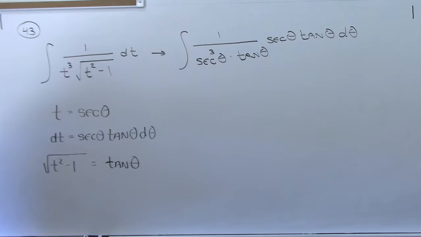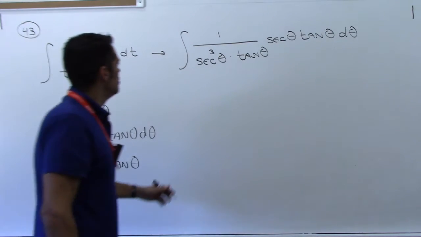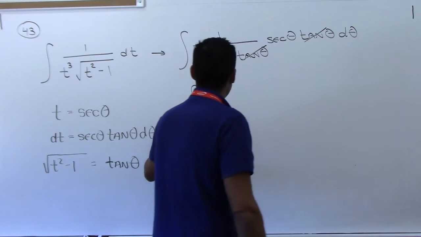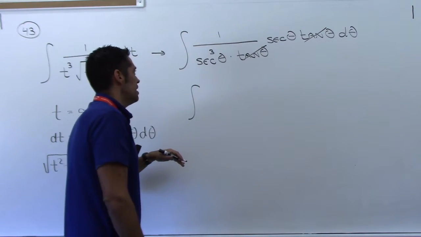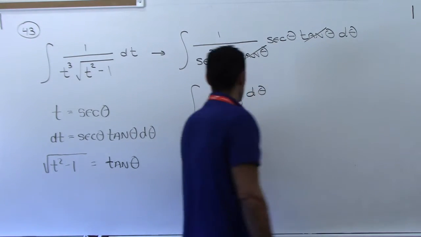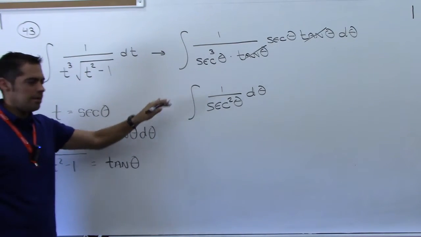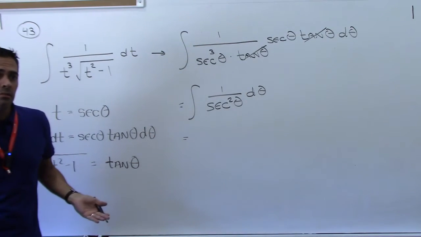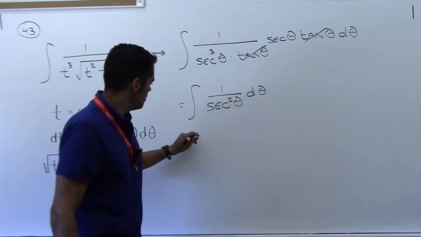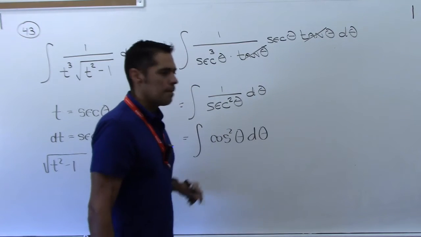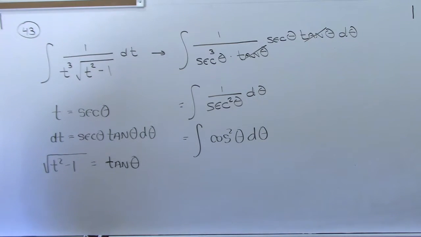You're going to have 1 over secant squared. What is 1 over secant the same as? Cosine. So everyone's good with that, right? So 1 over secant is the same as cosine, so this is just cosine squared. You see what I'm saying now, Kiki? That's cosine squared theta. And now you can use that half angle or power reducing formula, whatever you want to call it.